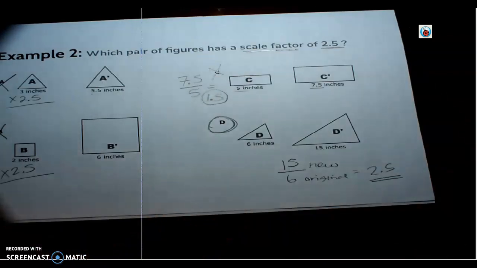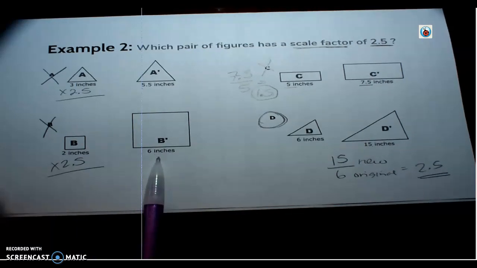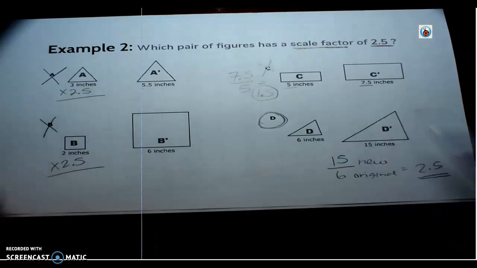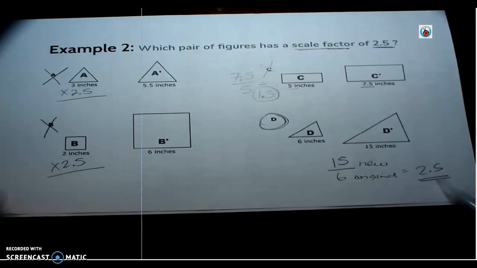So again, remember for your scale factor, you do have two different ways that you can solve it. You can either just take the pre-image and multiply it by the scale factor to see if it gives you the new one, or we can set up the ratio of new over original, divide this out, and see if we get the scale factor that was given to us.